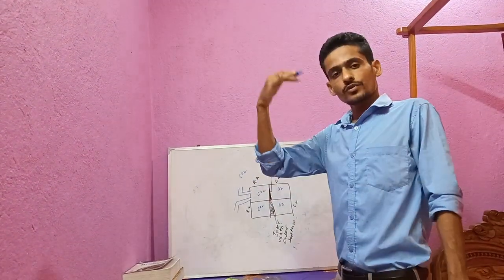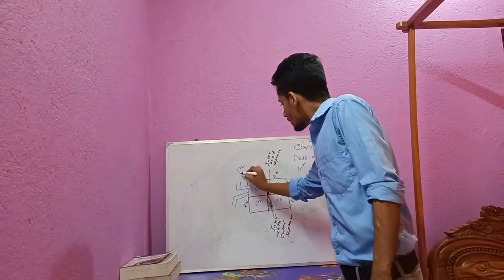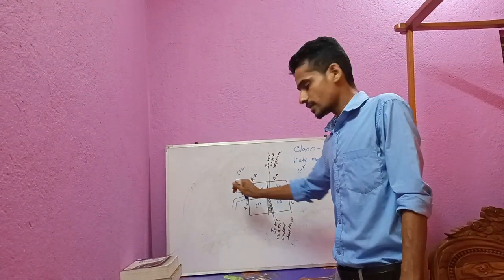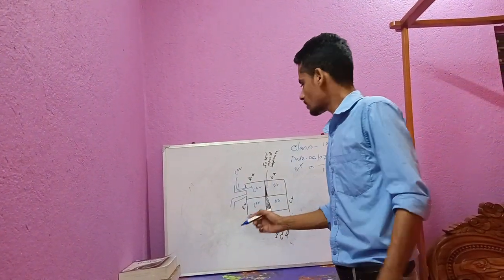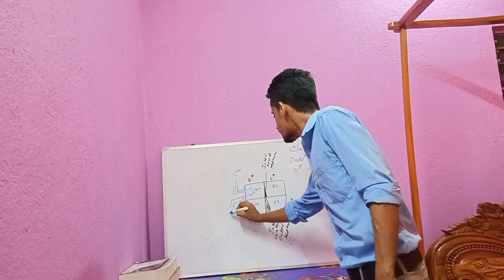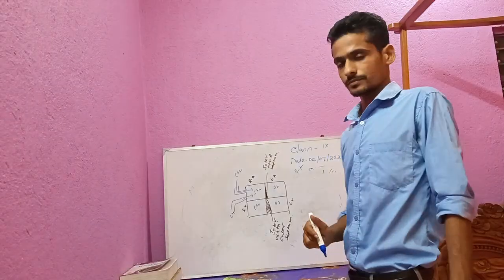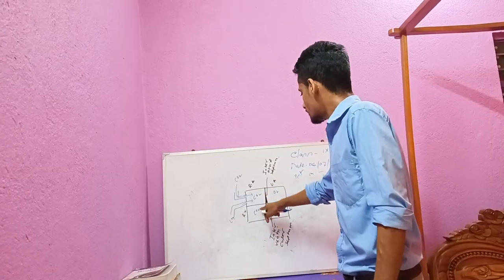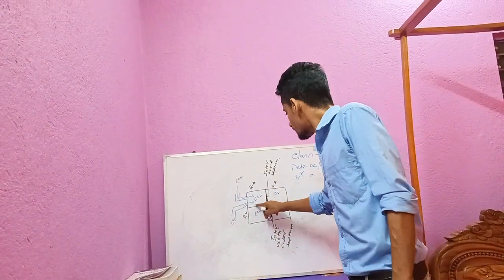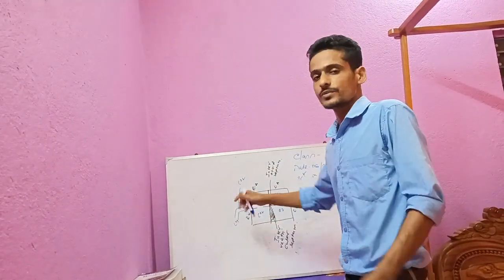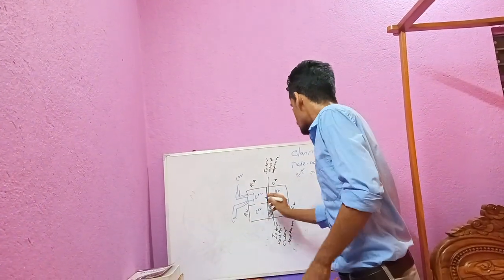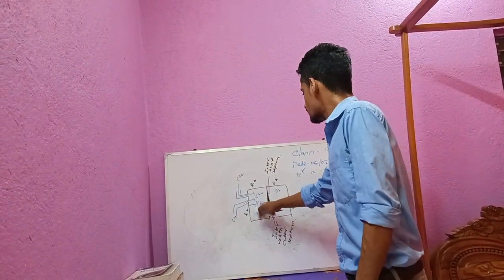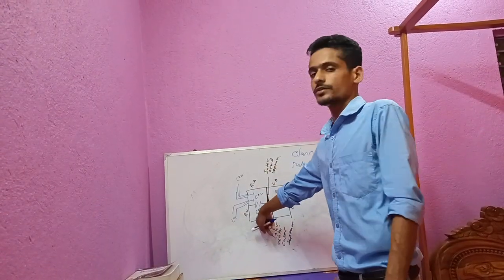Deoxygenated blood from the upper portion of our body enters the right atrium through the superior vena cava, and deoxygenated blood from the lower portion of our body enters the right atrium through the inferior vena cava. And from this right atrium, deoxygenated blood enters the right ventricle by passing through a valve. This valve is called the tricuspid valve. Due to the opening of this tricuspid valve, the deoxygenated blood enters the right ventricle.